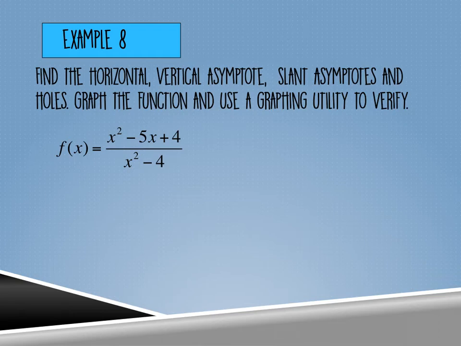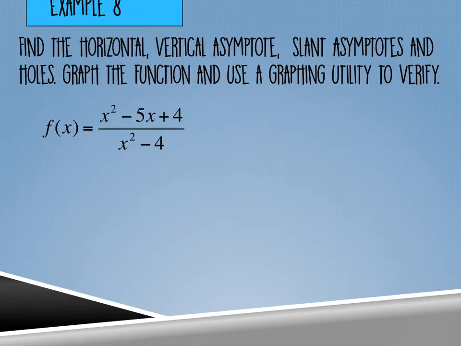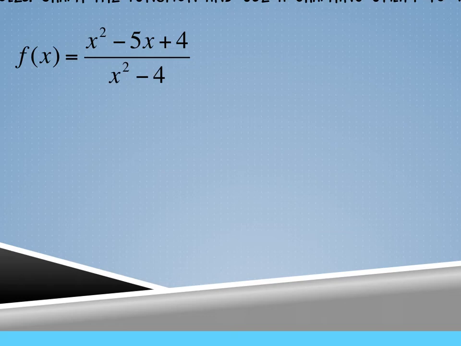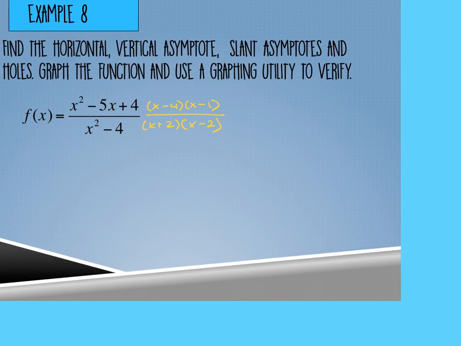All right, we're going to put it all together. So horizontal, vertical asymptotes, slant asymptotes, and holes. Graph the function, use a graphing utility to verify. So first thing I'm going to do is, these are factorable, so I'm going to factor it, make sure it doesn't simplify. This would be x minus 4 and x minus 1. The bottom would be x plus 2 and x minus 2. Does any of that simplify? No. If it did, that's where your hole happens. Okay? So there's no holes. That I know already.